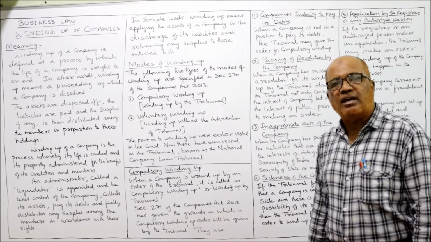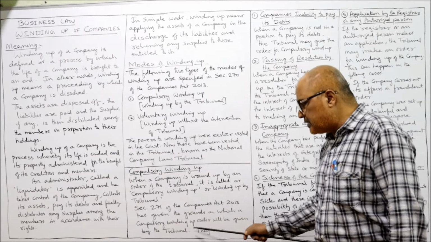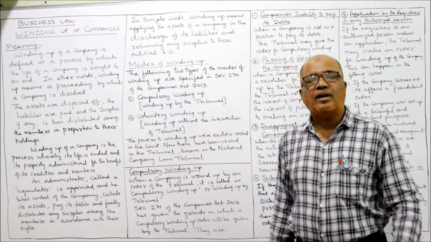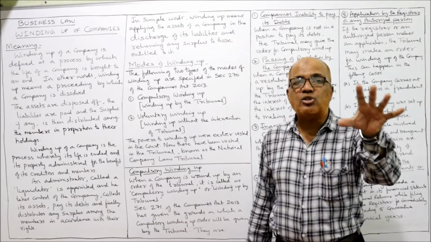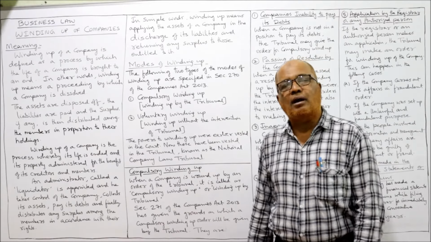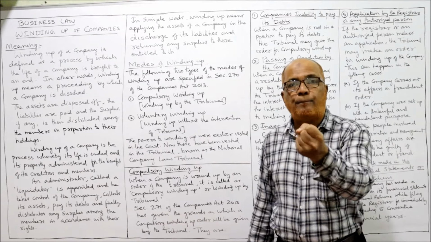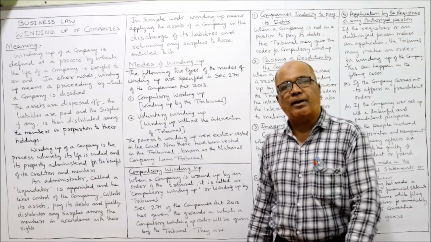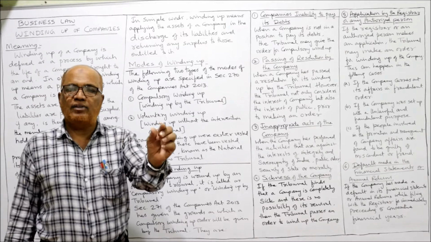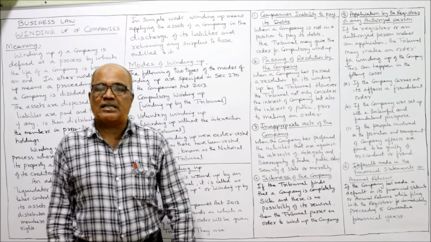Section 271 of the Companies Act 2013 has given the grounds on which a compulsory winding up order will be given by the tribunal. This section gives the tribunal the power to order compulsory winding up of the company. Now I am going to explain the grounds on which a tribunal can give this order. The first ground is the company's inability to pay its debts.